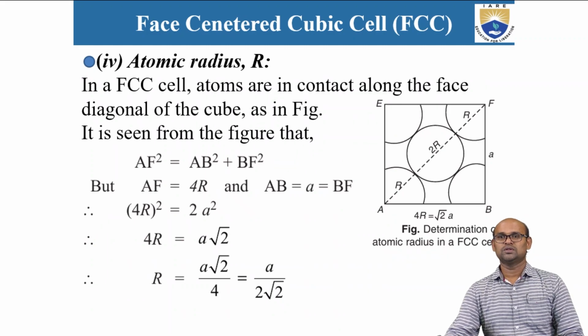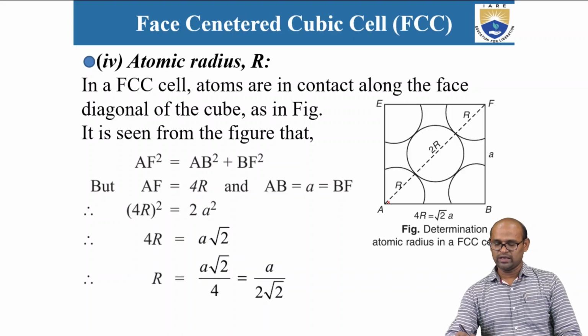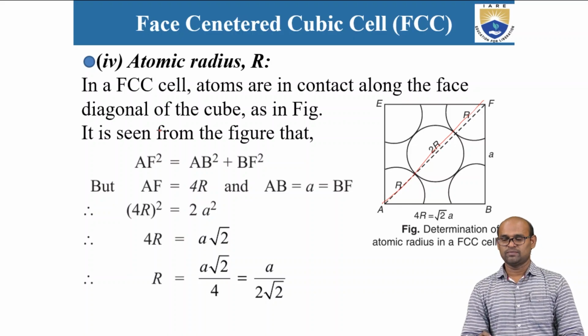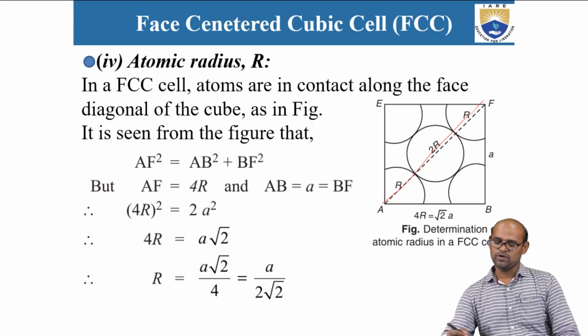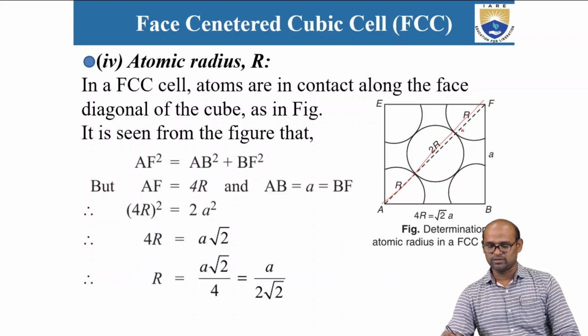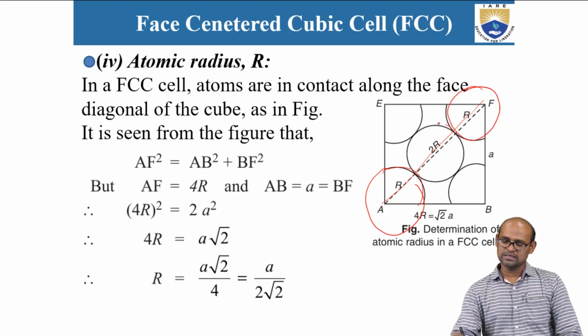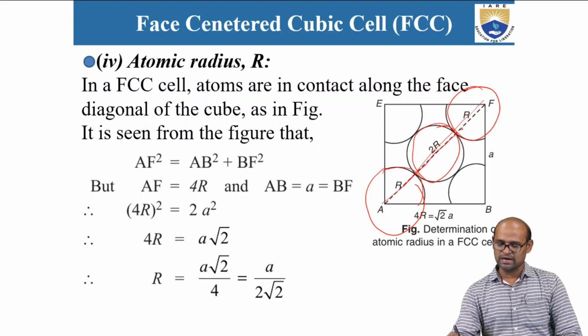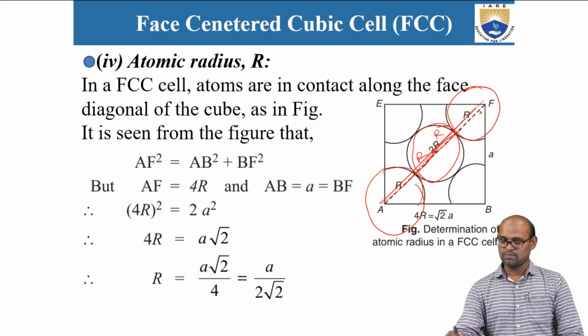Okay, coming to the 4th parameter, which is atomic radius, following the same as BCC. Now we are again taking the face diagonal. Atoms are in contact along the face diagonal of this cube, because this is the FCC unit cell. In BCC we took the body diagonal, but in FCC we are taking the face diagonal of the cube. So the radius of this atom I am considering as R. The radius of this atom is also R, and this is also R. So R plus R will be 2R, right? So this will be 2R. 2R plus R, that is 4R.